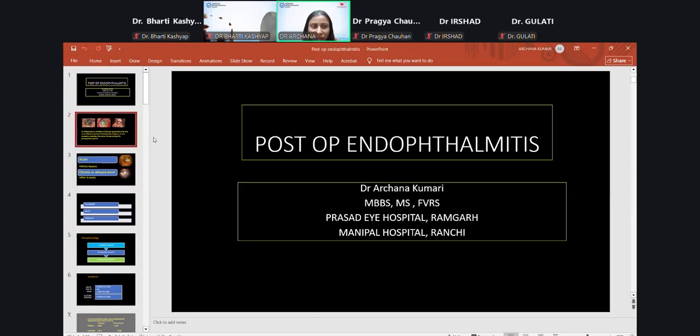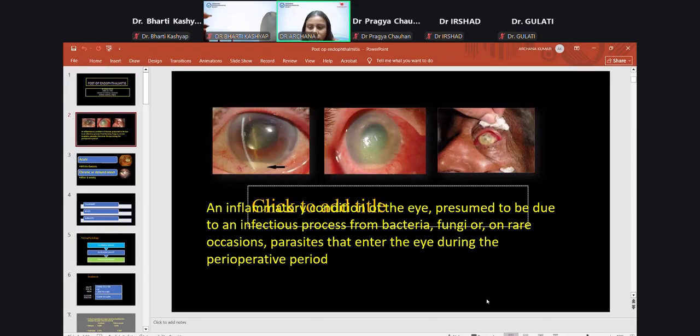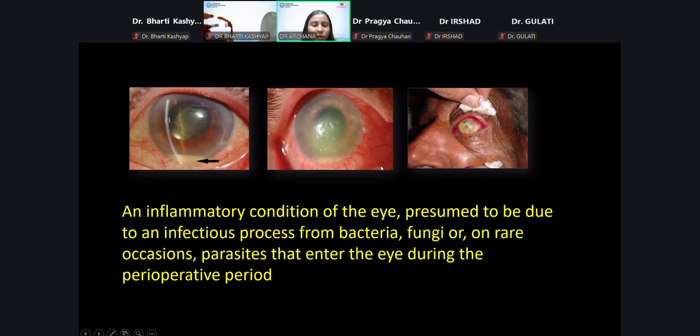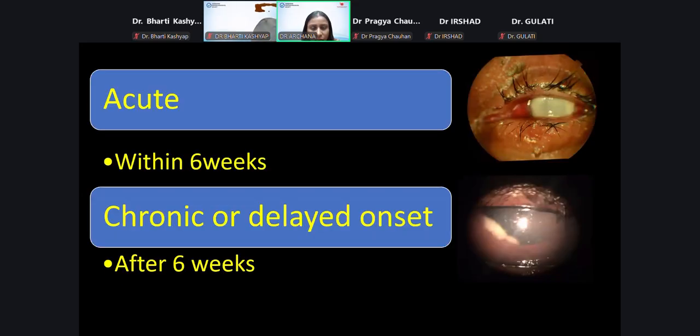So, what is post-op endophthalmitis? Post-op endophthalmitis is an inflammatory condition of the eye, which is presumed due to an infectious process. It may be bacteria, fungi, or parasites, and they enter the eye during the perioperative period. That means it's not always during the post-op period only. It can be even the intra-op period or just pre-op.